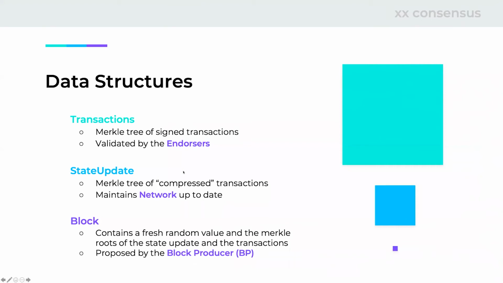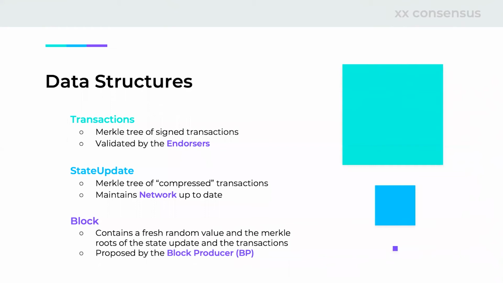Finally, we have the block, which as you can see is extremely small. We actually tried to represent all of these to scale, but it turns out that if we wanted to see the block, the transactions would take up the entire slide. The block simply contains a new random value and the Merkle roots of the state update and the transactions. So this will create an immutable link between all the data that's processed in a consensus round and the block. So this allows XX consensus to just reach agreement on this block and produce a very small proof of finality for it. This is of extreme importance in the mobile world.